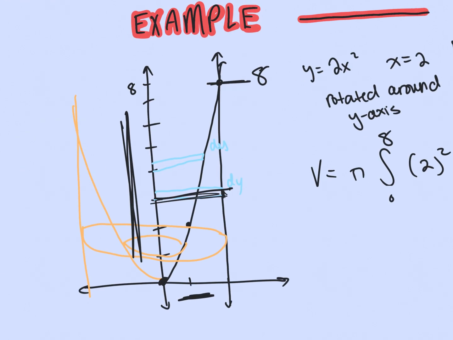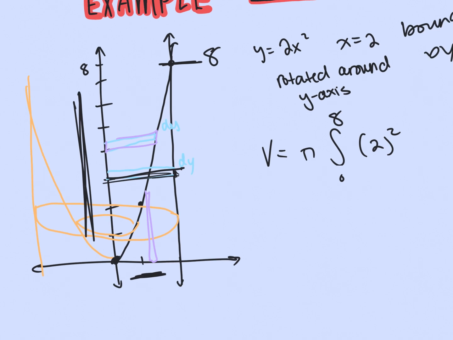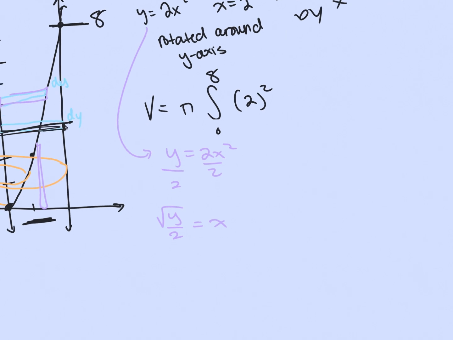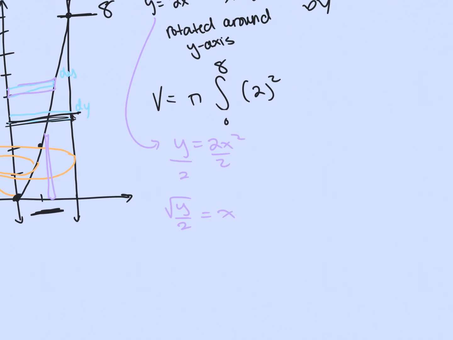From here, we have to be careful because our radius is not 2x squared. This vertical line here would be 2x squared, but we're going this way. So we have to take this equation and turn it into the right terms. So we're going to take y divided by 2, and then I'm going to square root both sides. So then we have the square root of y over 2. So then we can subtract the little radius, square root of y over 2 squared, and then remember dy. And then from here you can just plug this into your calculator.